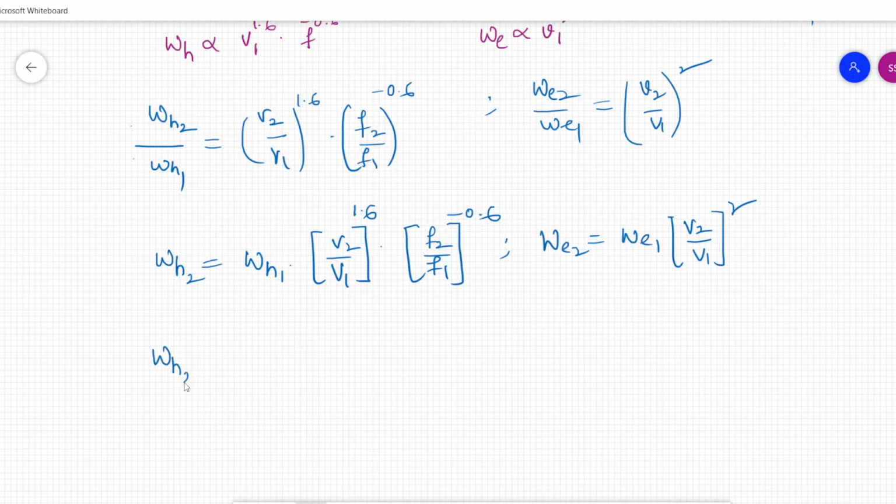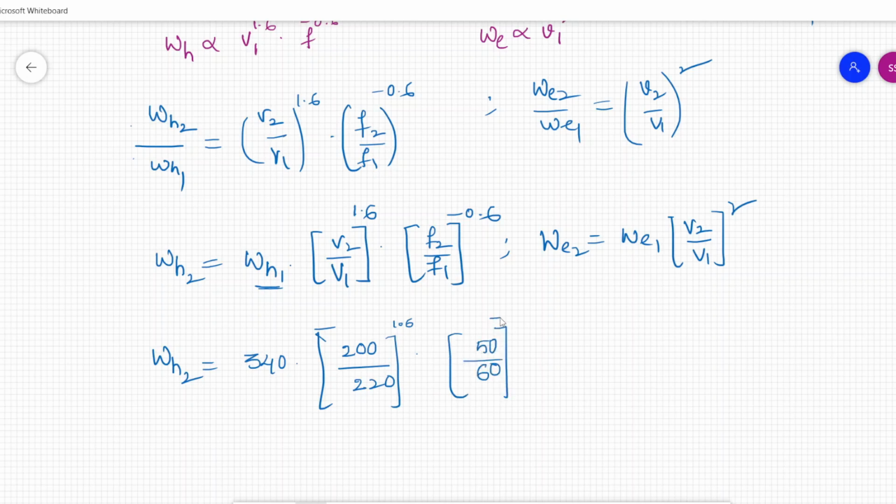So WH2, where WH1 is the hysteresis loss at the first condition given in the question, is 340 watts into (V2 is 200 by V1 is 220) power 1.6. Similarly, (F2 is 50 Hz by F1 is 60 Hz) power minus 0.6. If you solve this by putting the values in a calculator, you are going to get some value, which is the hysteresis loss.